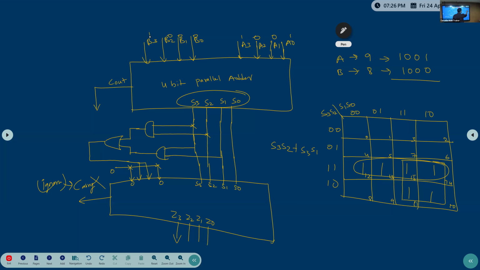If I add both using the 4-bit parallel adder, what result will I get? 1001 plus 1000 gives sum 0001, carry 1. So the carry here equals 1. The remaining bits are 0, 0, 0, 1. So now what do I need to do? Now this one is 0, this one is 0. Both are 0. What will I get? 0.